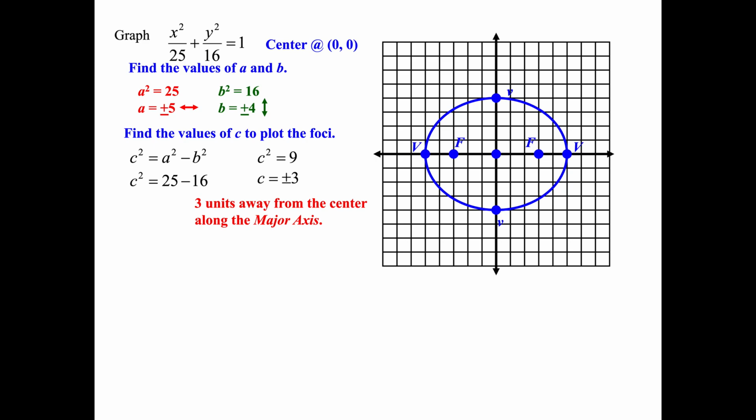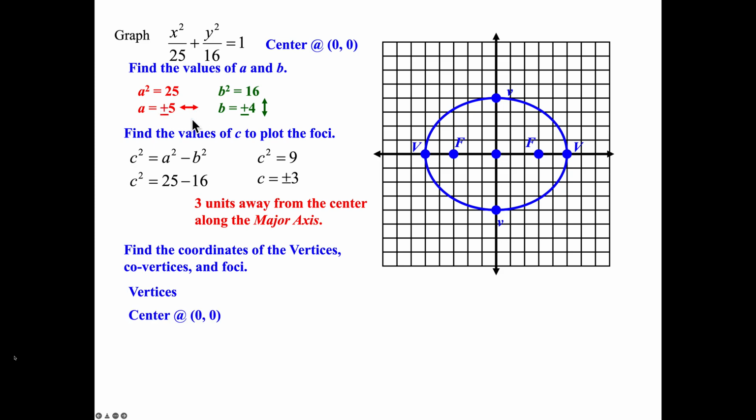Now, sometimes you might be given this equation and they just ask you to identify the coordinates. So what are the coordinates of the vertices? Well, you know you're starting at the origin, 0, 0. You've got this plus or minus 5. It's going left and right. You just add it and subtract it to the 0 on the x-coordinate. Your vertices are at plus or minus, or positive, negative 5, 0.